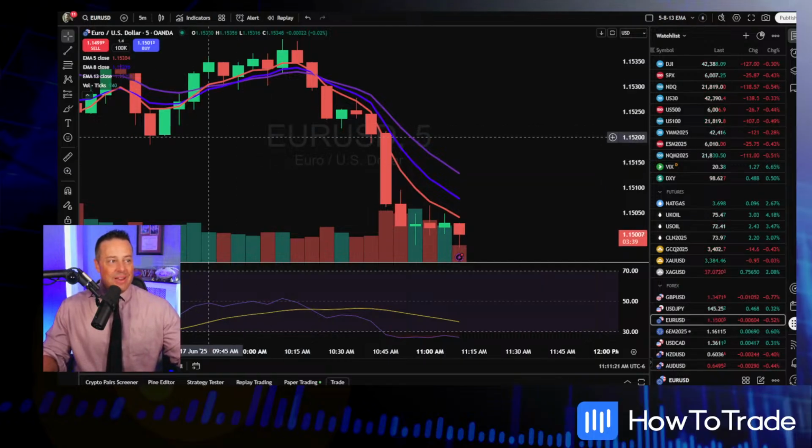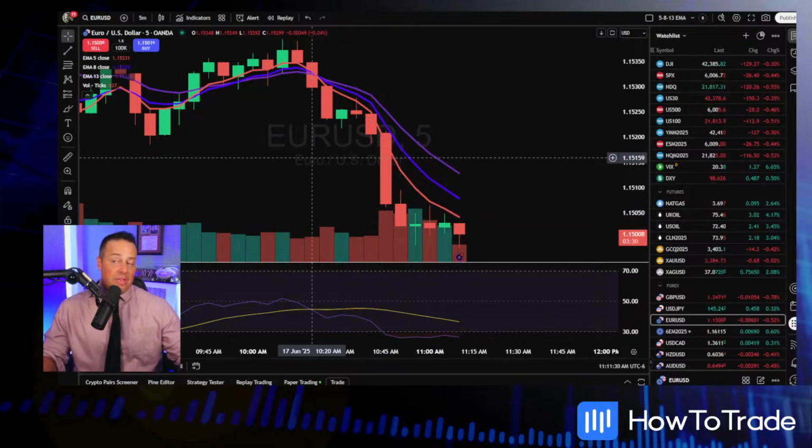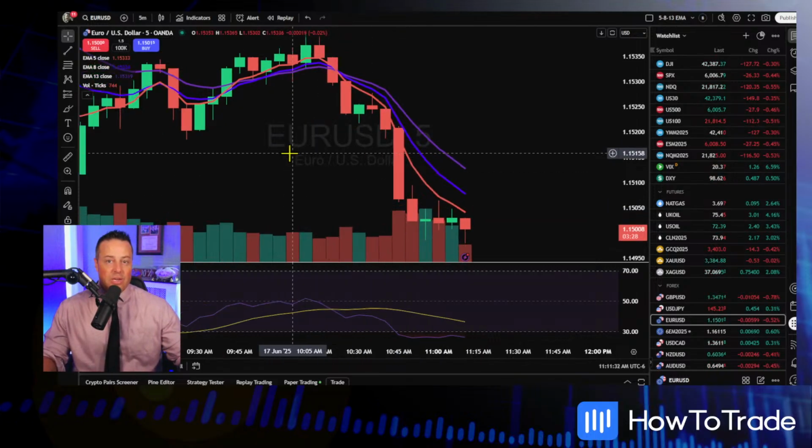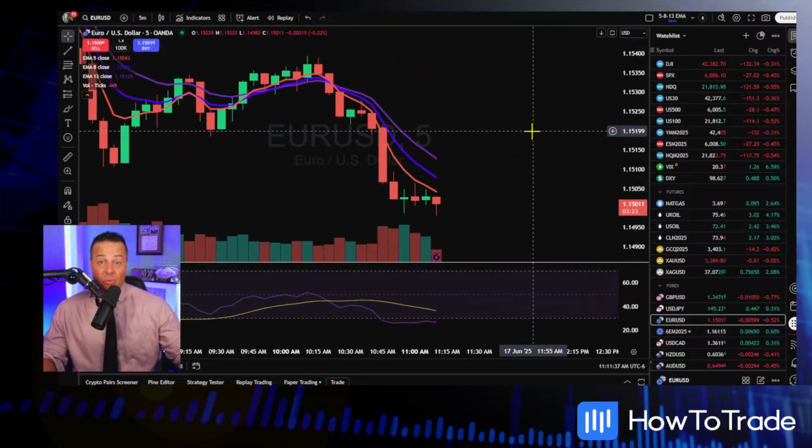Can we add it for extra confluence? You know, you can if you want. If you want to put a 21 on here, you can. I don't think you need it. I really don't think you need it. I think the 13 is going to give us everything we need to know as far as the trend's direction. But if you want to put the 21 up there, certainly feel free.